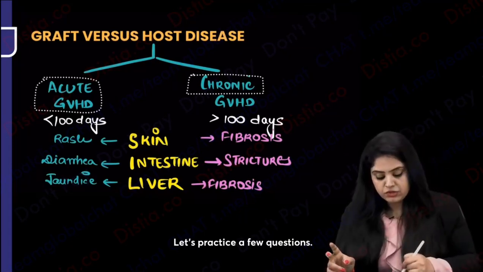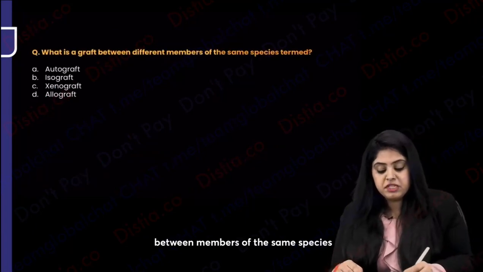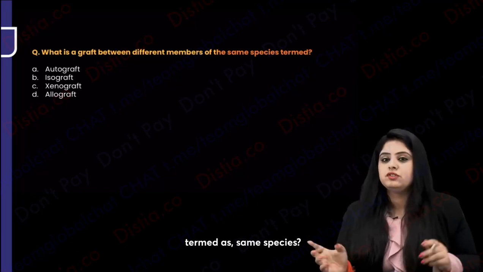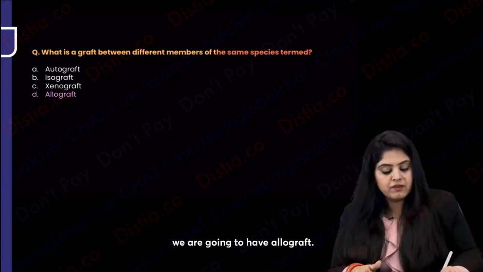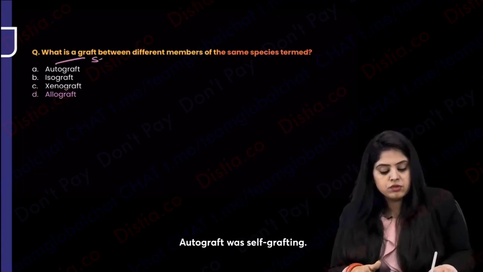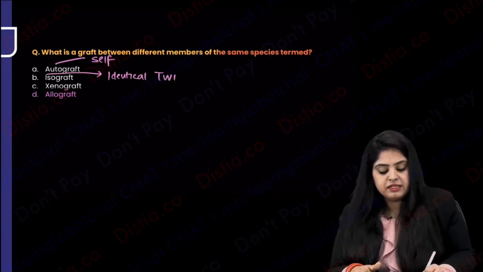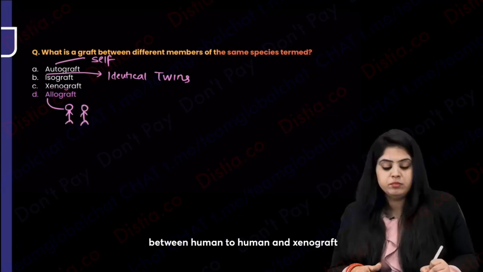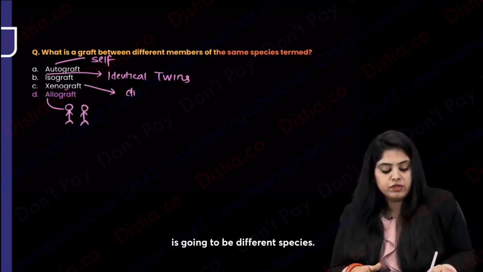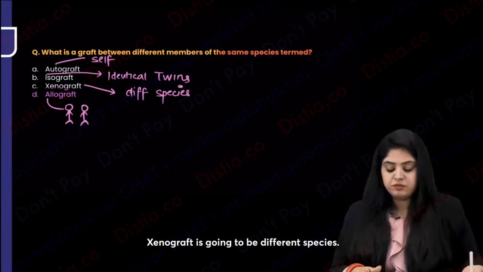Let's practice a few questions. Question number 1. What is a graft between members of the same species termed as? All of the same species means we are going to have allograft. What was autograft? Autograft was self-grafting. Isograft was to do with identical twins. Allograft is same species, human to human, and xenograft is going to be different species.